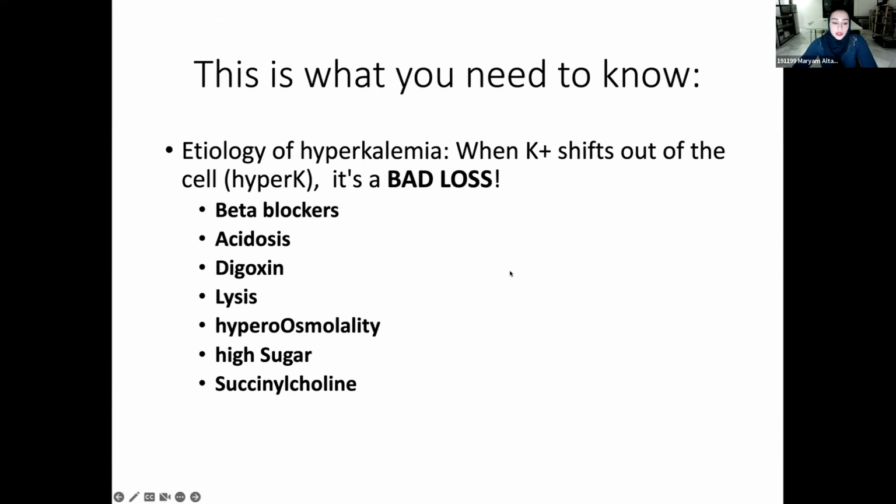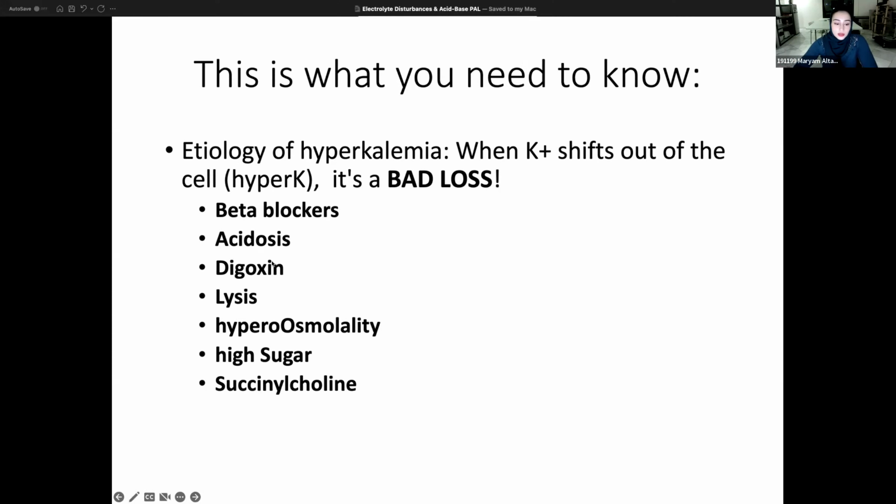So this is a nice mnemonic I found. This is what you need to know for the etiology of hyperkalemia. It's a bad loss: beta blockers, acidosis, digoxin, cell lysis, hyperosmolarity, high blood sugar, and succinylcholine as well as another cause. Okay.